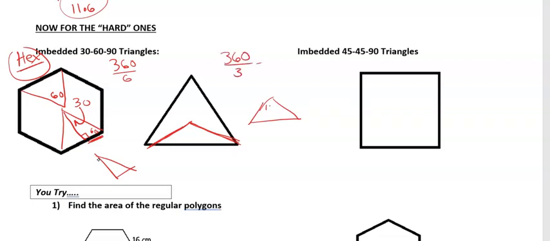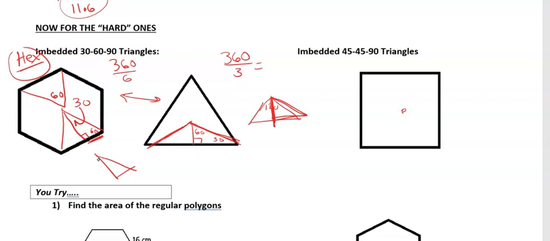360 divided by 3 gives me 120. Now, when you drop down your apothem, though, how many degrees is that inside there? This is going to be 60, 30, and 90. So both of these have 30, 60, 90s. A pentagon doesn't, an octagon doesn't, a decagon doesn't. These are the only ones that have the 30, 60, 90.